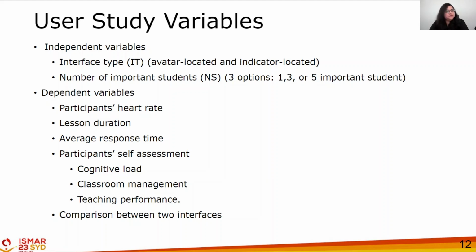The number of important students would be 1, 3, and 5 during the lesson. 6 other random students could be found typing or speaking at any random time to emulate a busy class. The classroom had 30 students in total.